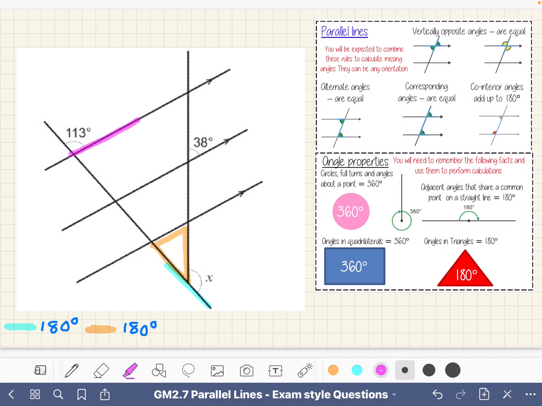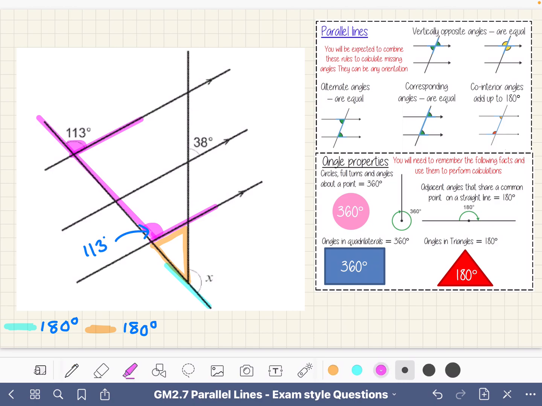We can see if we look at this value here, we've got 113 that is sitting on a parallel line. The nearest parallel line to our X value is here. If we join those values up, including the value that we have on the 113, notice I went beyond the parallel line to include that 113, we should be able to see that we have an F-type shape. That means we have corresponding angles. That is equal to that. That means this angle here is 113 degrees.